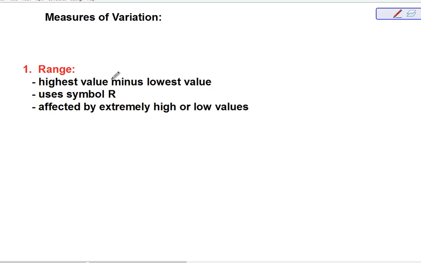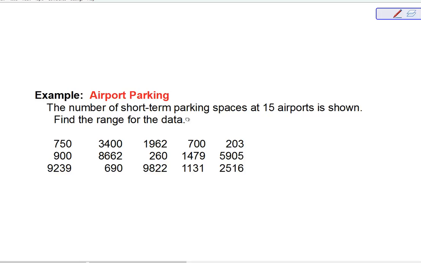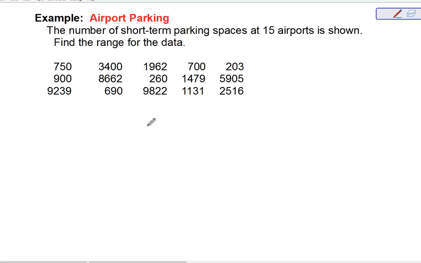The first type of variation that we're going to look at is the range. The range is just the highest value minus the lowest value, and we always use the symbol R, and this is affected by extremely high or low values, meaning that your range drastically changes if you have extremely high or low values.